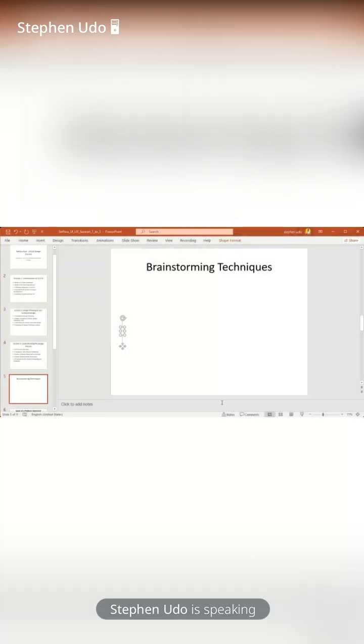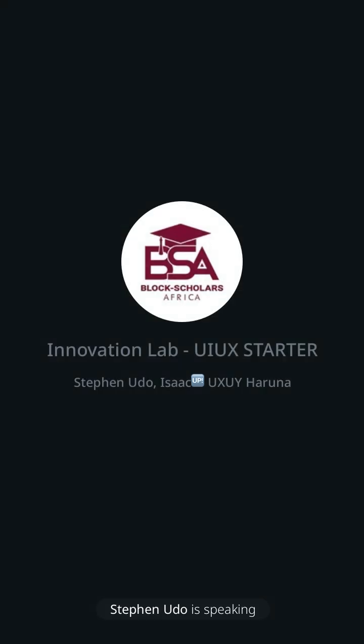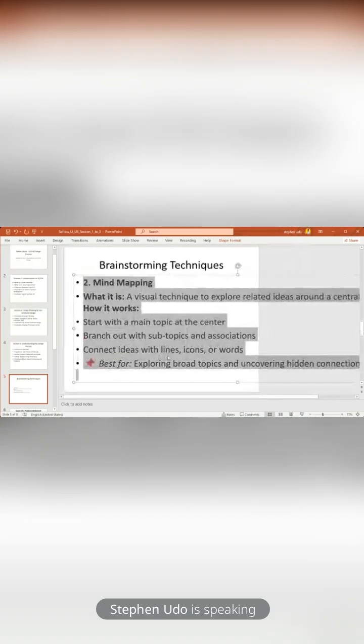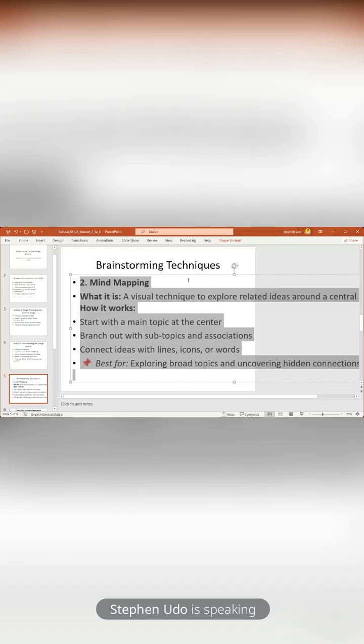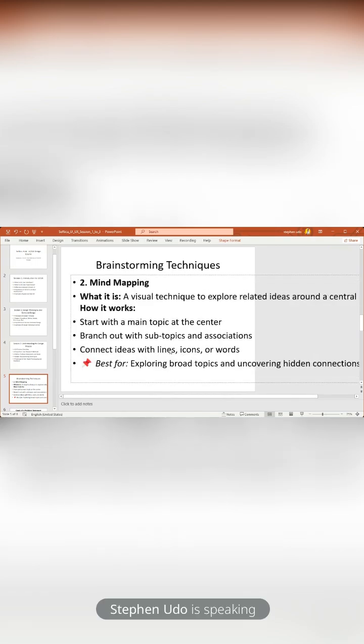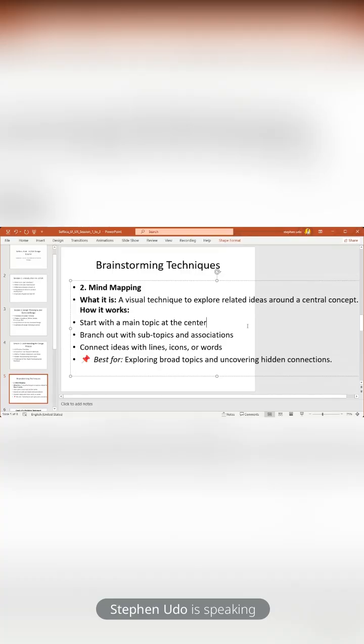Then the next one we have is mind mapping. What it is: mind mapping is a visual technique to explore related ideas around a central concept. How it works: you start with a main topic at the center, branch out with subtopics and associations, and connect ideas with lines, icons, or words. It's best for exploring broad topics and uncovering hidden connections.